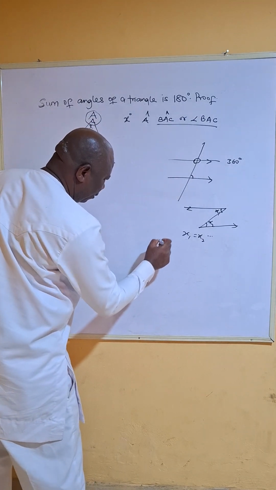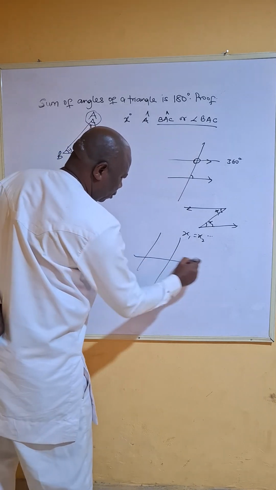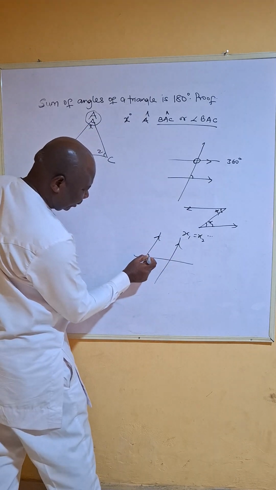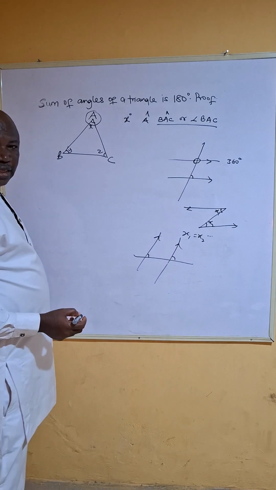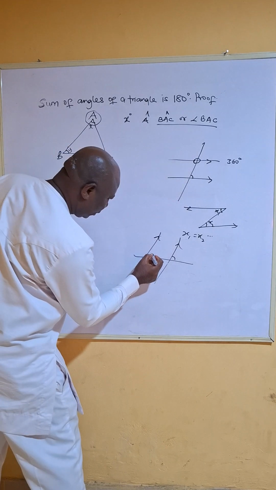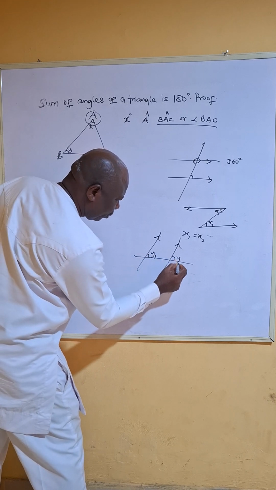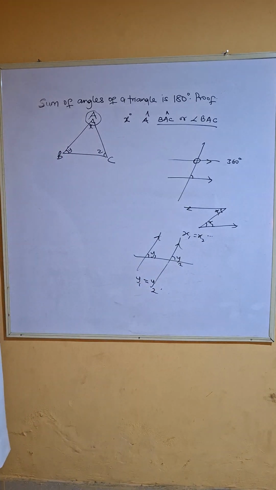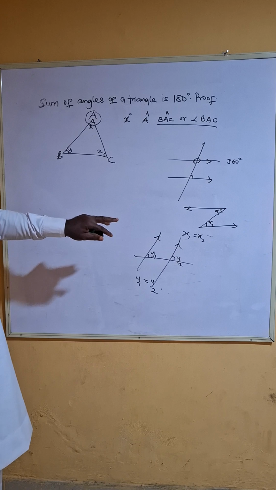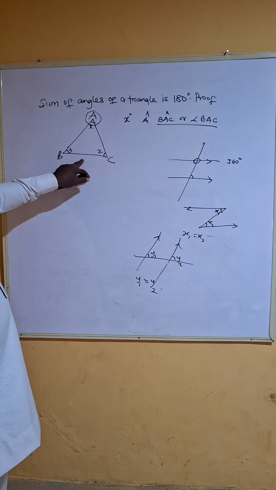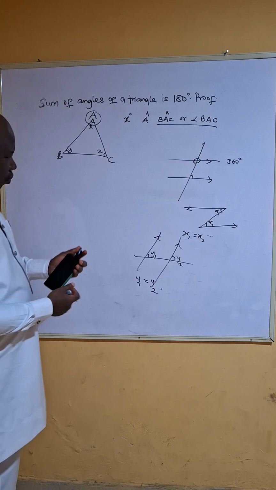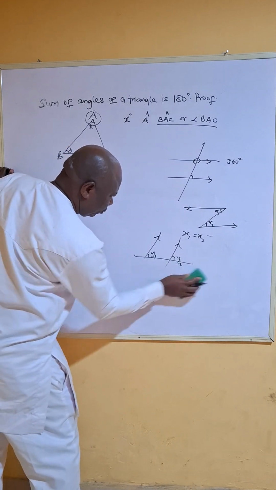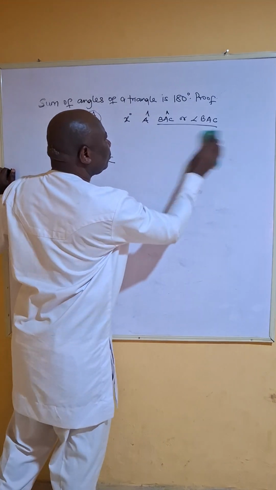There's also what we call corresponding angles. When you have 2 parallel lines like this, and this and this are the same, they are corresponding angles. Let's say this is Y1 and this is Y2. Then Y1 is equal to Y2. Those are the 2 facts that we are going to make use of in our proof: alternate angles and corresponding angles. So you can now go to the proof proper.